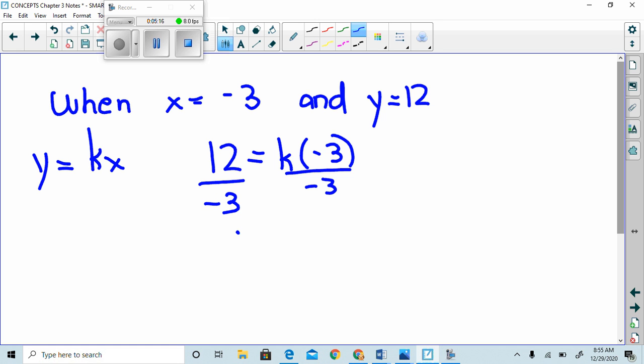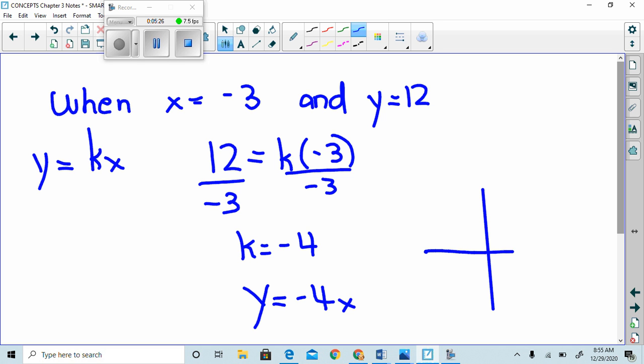And we get k is equal to negative 4. Once again, we write the equation y is equal to negative 4x. And we may be asked to graph. So we start at the origin. And our slope is the same as k. So if k is equal to negative 4, then m is also equal to negative 4.